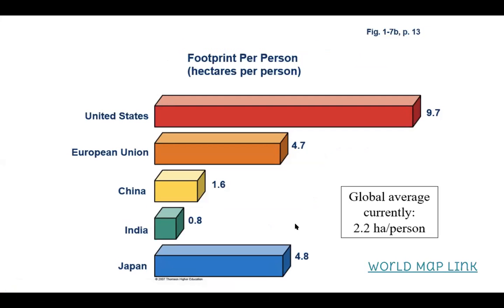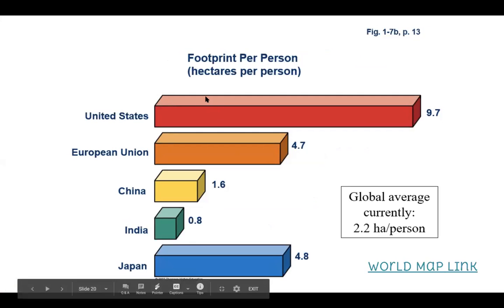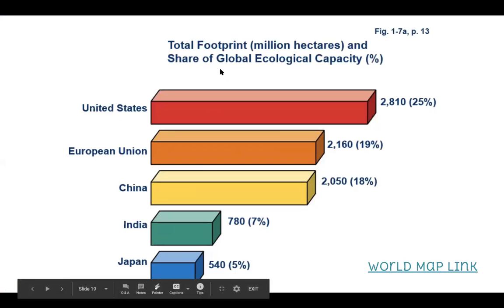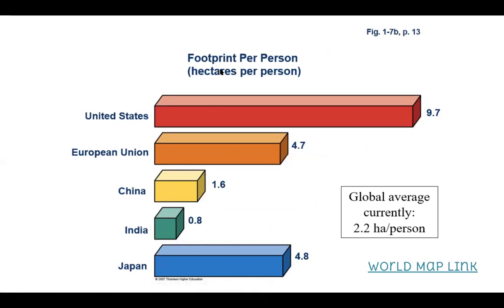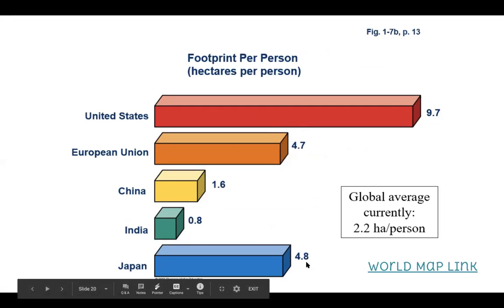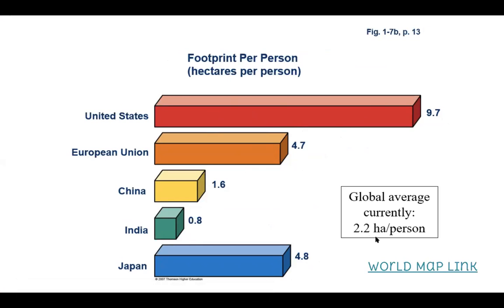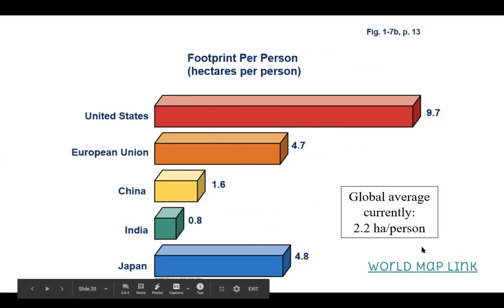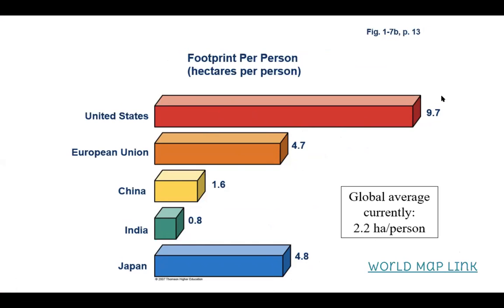The next chart is showing still the developed countries, but this is per person. So this one was country as a whole. This is per person. And you'll notice that the United States still comes on top, and Japan, which is a small country, is second in comparison to the United States. So our global average currently is 2.2 hectares per person, and we're exceeding that tremendously.